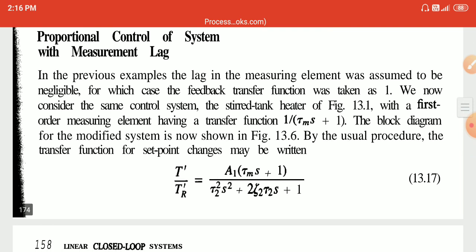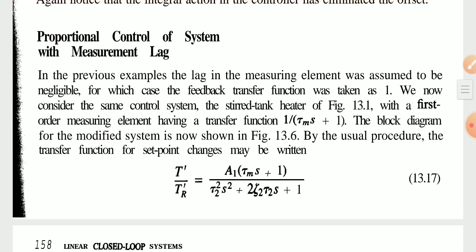Looking at the figure, we have a first order measuring element with transfer function 1 upon tau m s plus 1. The block diagram for the modified system is now shown in figure 13.6. By the usual procedure, the transfer function for a set point change may be written as tau dash upon tau dash r is equal to A1 (tau m s plus 1) upon tau 2 square s square plus 2 zeta 2 tau 2 s plus 1.